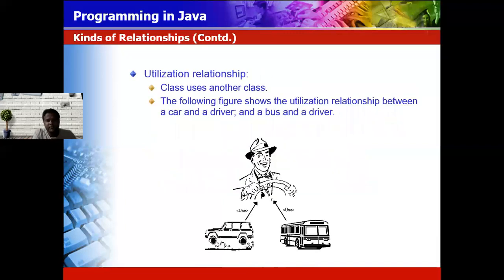Utilization relationship: a class uses another class. Here, your driver is one class. One driver can drive a Bolero, a Scorpio, and that driver is also able to drive buses. Driver is one class, and he is using another class, meaning the four-wheeler class.